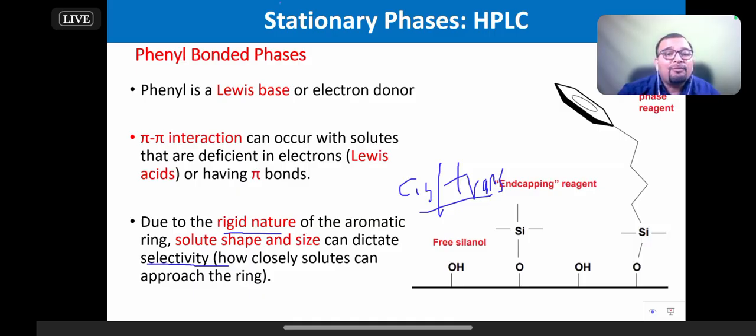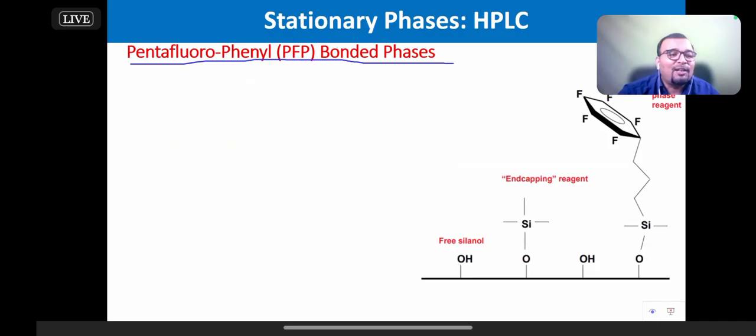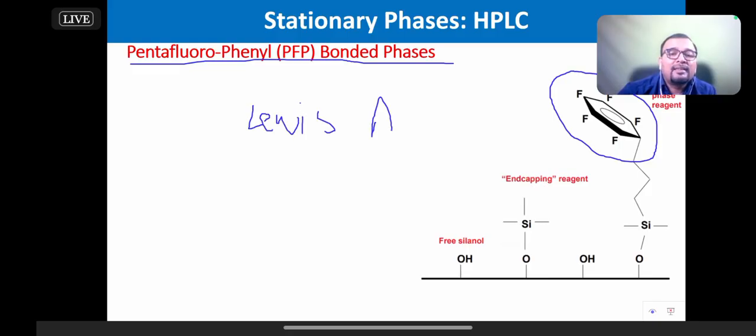The third one is the pentafluorophenyl. How many of you use this phase, by the way, pentafluorophenyl? No, dipole is not possible, people. Hydrogen bonding is possible, not dipole. Now, dipole is possible in the stationary phase. What is the nature of this pentafluorophenyl? Now it is the Lewis acid. Type in Lewis acid in the comment box. This is Lewis acid, because these fluorine groups are electronegative in nature. Now, as this is Lewis acid, what interactions are possible?